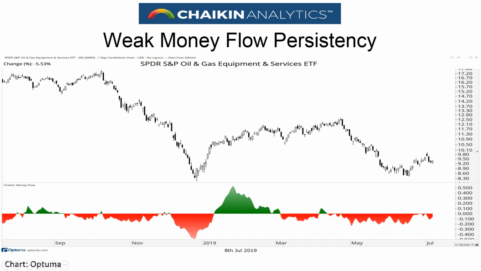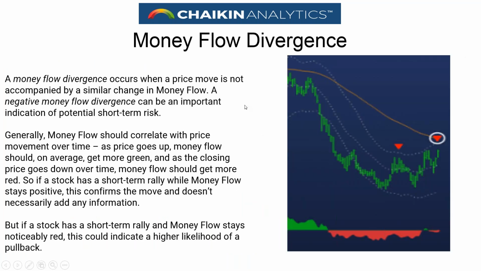Just kind of steadily heading lower and steadily under distribution. Right? So when actually putting this into practice, something that we look for is either confirmation or divergence. Confirmation would be a stock is rising and money flow is green. That's what we would expect to see.